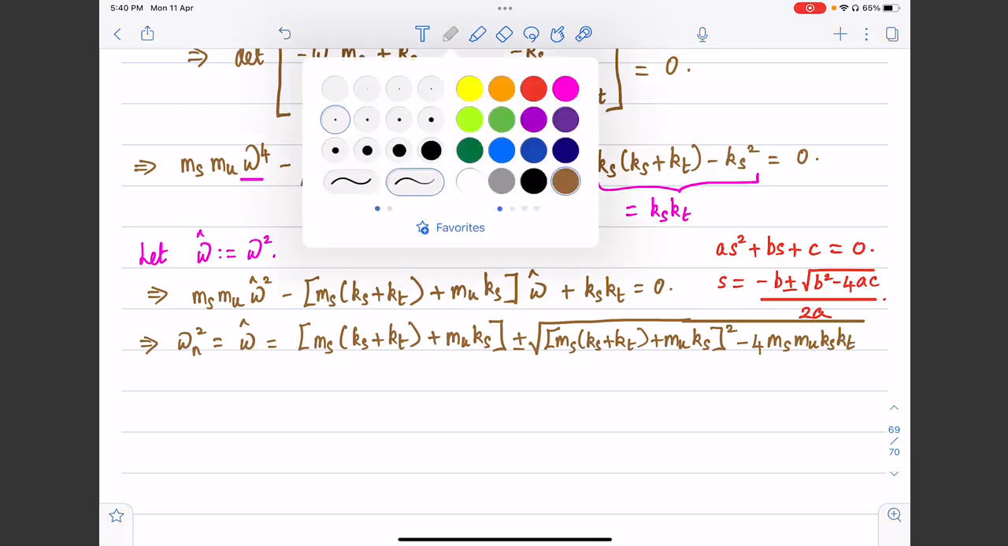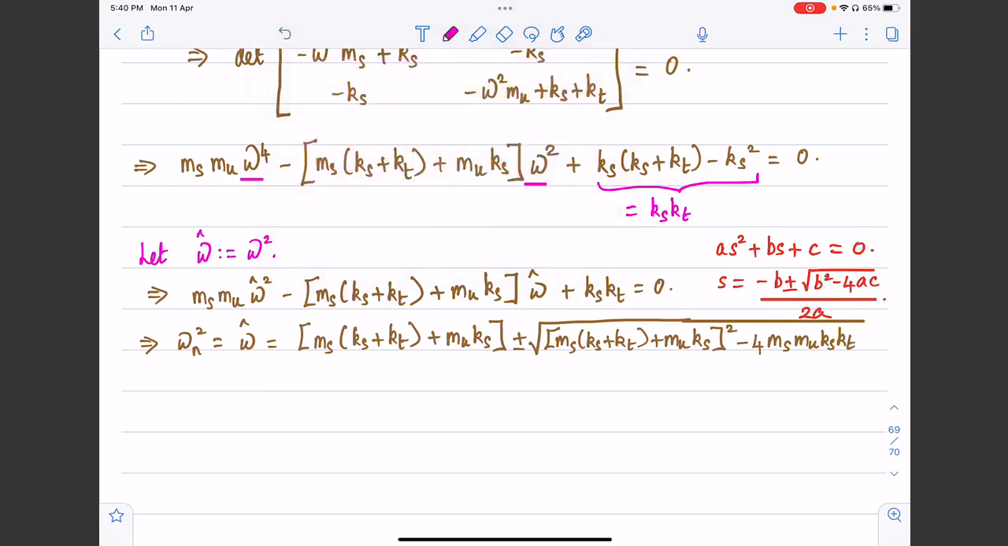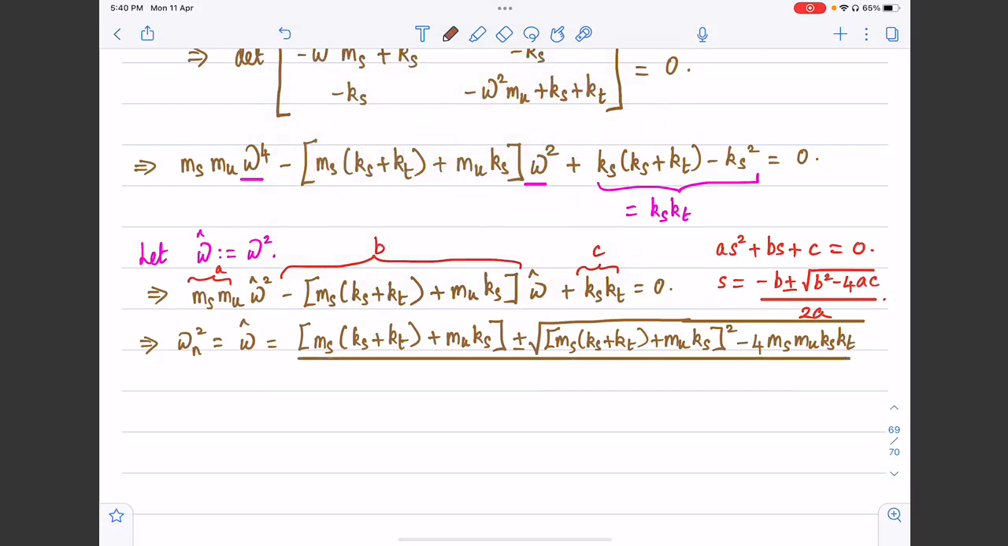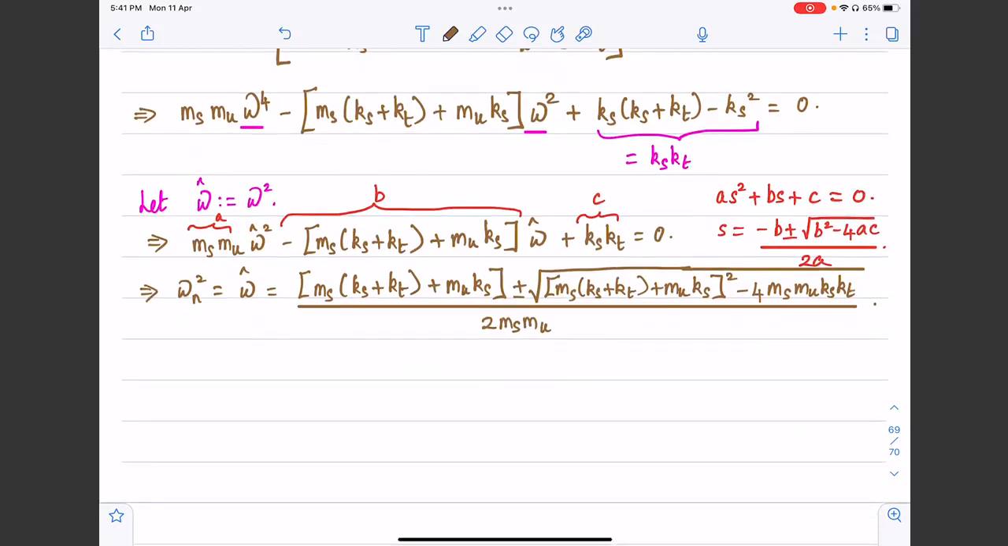Okay, why am I doing this? Because please note, if I were to do this, this coefficient is now my a, minus this coefficient in the square bracket is b, and Ks Kt is my c. Okay, so we are just using that formula. All right, so that's all we are doing. Divided by 2 times a, which is ms mu, so we get 2 times ms times mu. Okay, so this is going to be our equation for omega n squared. Now I leave it as an exercise for you to do.